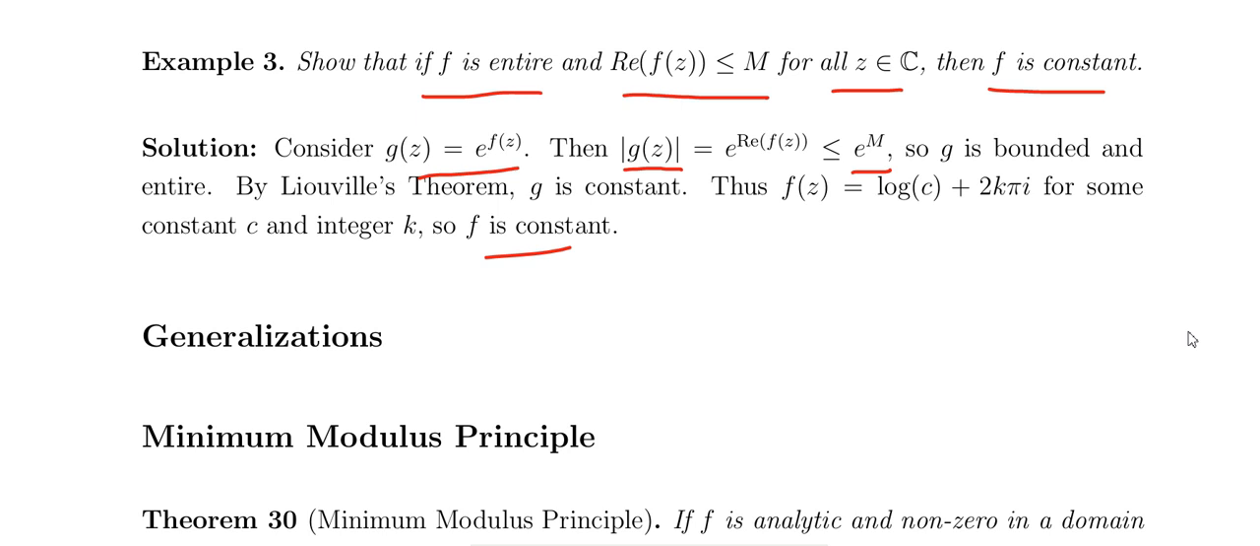So because g is constant, that is considered c. Okay, so there is some constant c, g is constant, and e power f of z equals c. Then f of z equals log c plus 2k pi i, we have seen this very early. So for some constant c and integer k, f should be constant. That is also a very important result, a very important example.